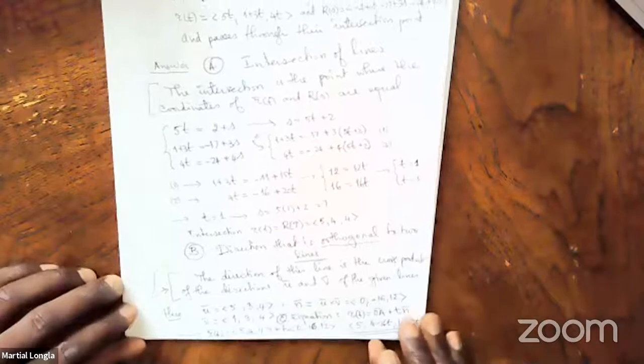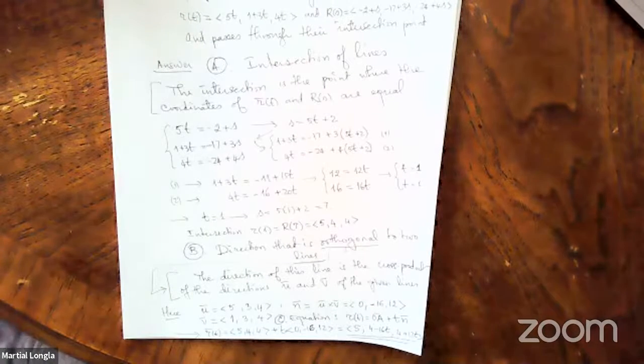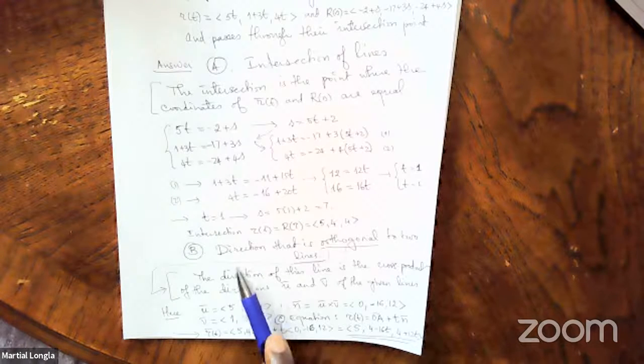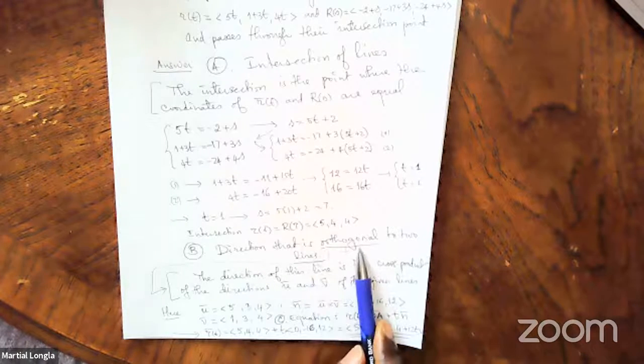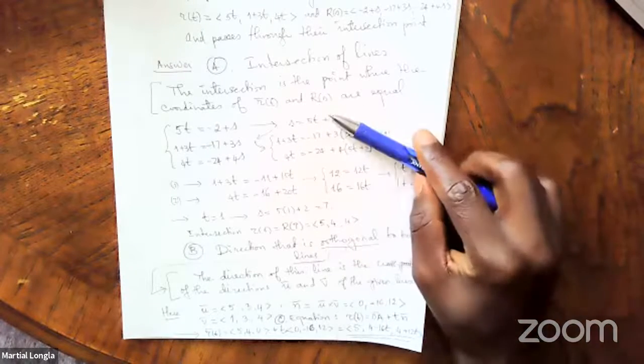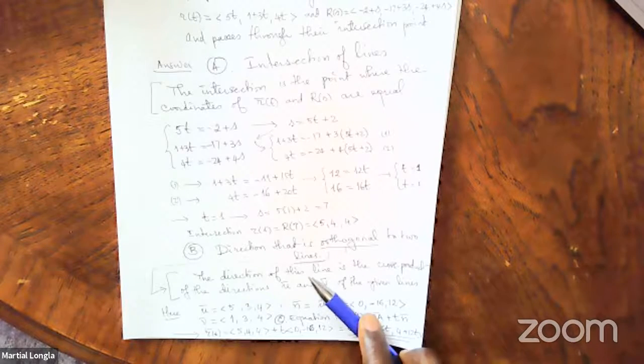So that's how you find the equation of a line that is orthogonal to the two given lines and goes through their intersection. You need to find the intersection, find the direction that is orthogonal to the two directions, use that direction to write the equation of the line. Any questions?